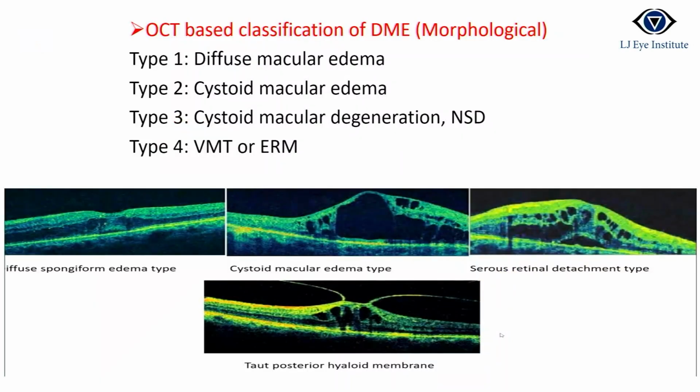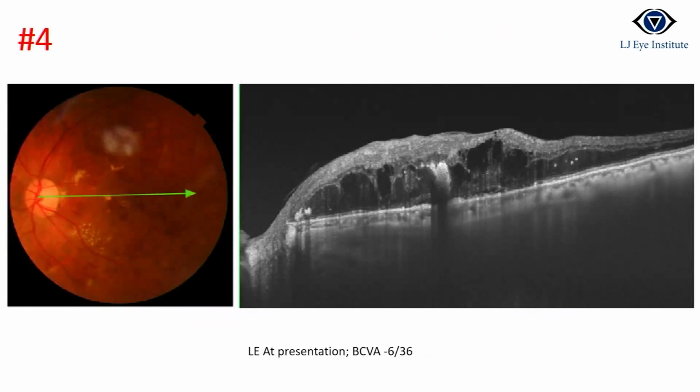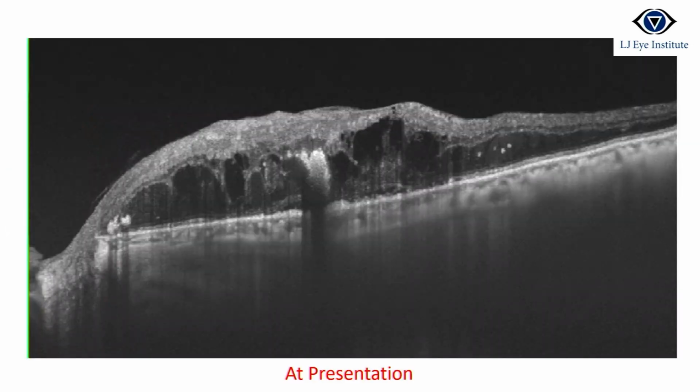Now this is just for PGs, OCT based classification of DME. I just want to emphasize on the fourth part where we are seeing this VMT or traction. So these type of patients need surgical intervention and not medical intervention. This is one patient of diabetic macular edema. Again you can see cystoid edema and hard exudate. Now visual acuity at presentation was 6/36. Patient already at presentation, this was the picture.